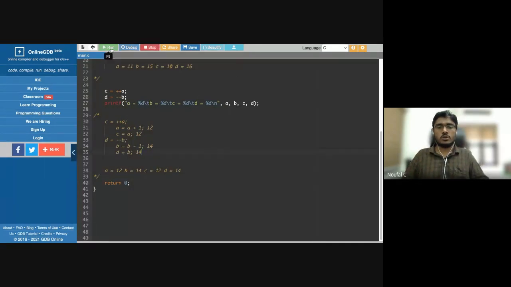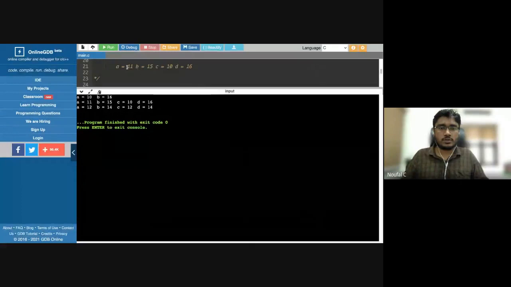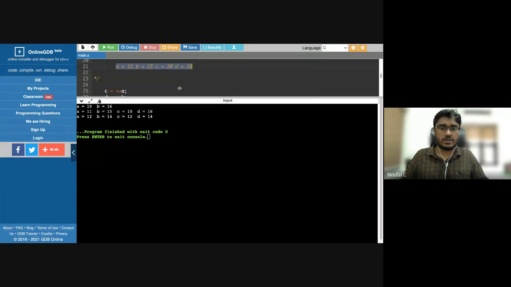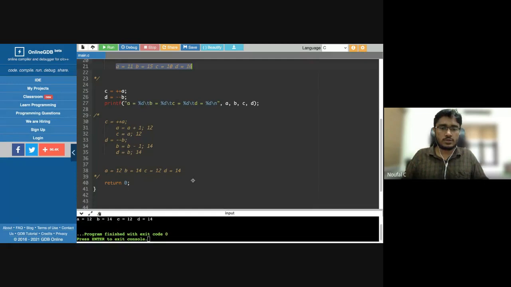So let me just run it. So you can just see the output. Okay, first line is okay. The second line, whatever we discussed is the output, that is a 11, b 15, c 10, d 16. Then you look at the last output that we just got, that is a is 12, b is 14, c is 12, and d is 14. So this is how the increment decrement operators work. If it is alone, there is nothing complicated, but if it is with something else, then that is going to create a problem.